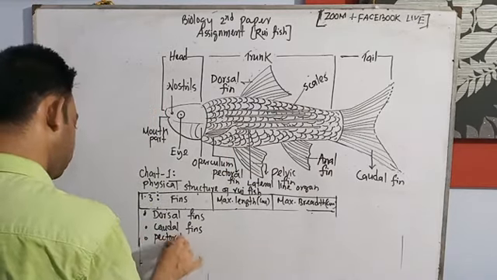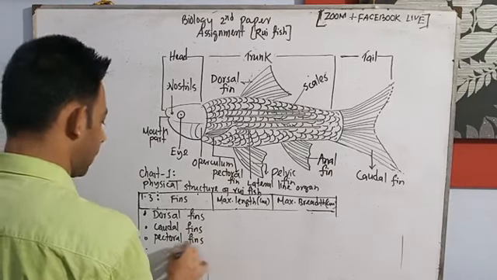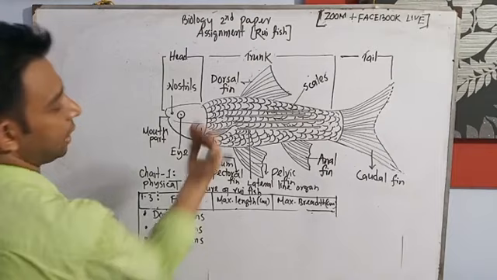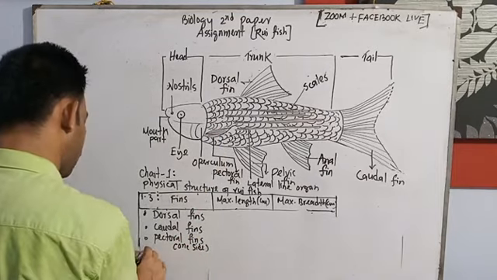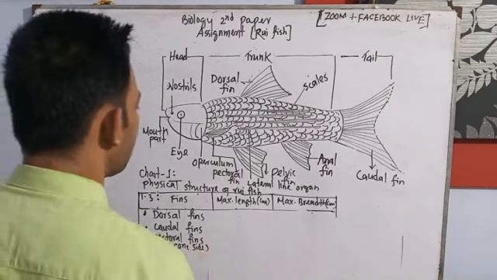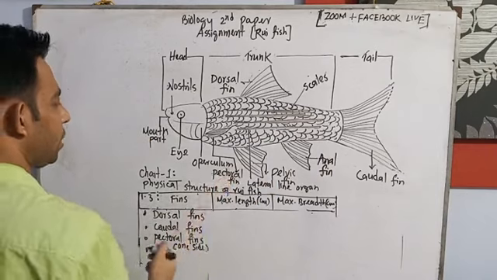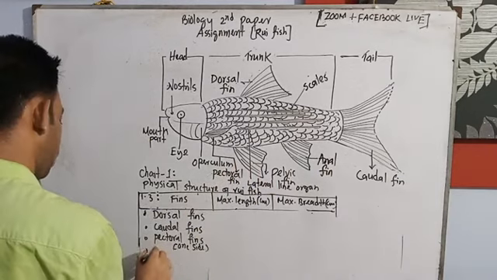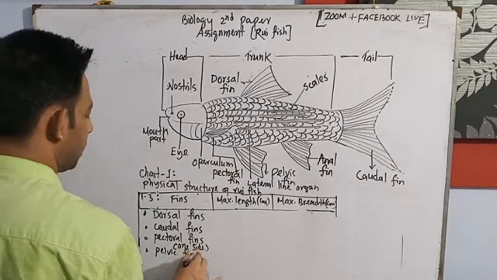Pectoral fins, any one side. Since this side and that side are the same, measure one side. Then the pelvic fin. The anal fin is not to be measured there. So pelvic fin, this one, pelvic fins are in there.